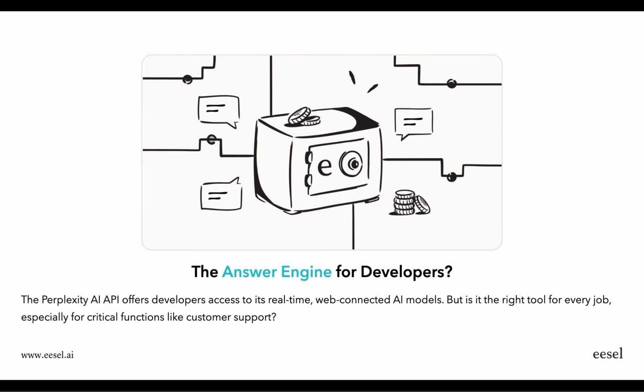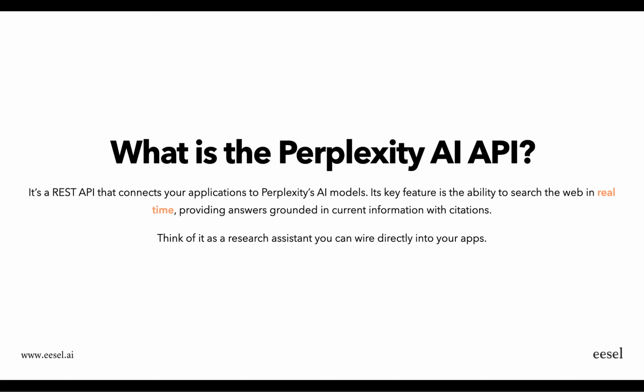But here's the question: is it really the right tool for every job, especially for something as critical as customer support? So, what exactly is the Perplexity AI API? At its core, it's a service that lets you connect your apps to Perplexity's models to get AI-generated answers. Its standout feature is that it searches the web in real time, providing fresh, cited information.